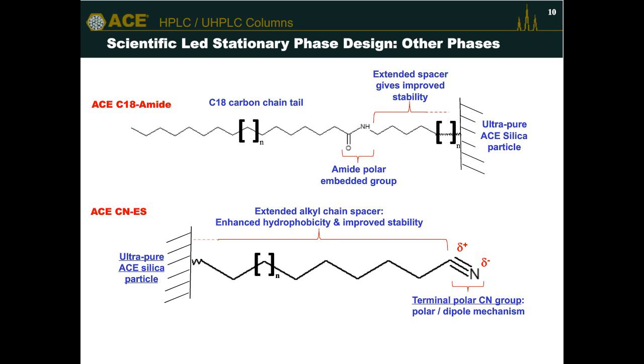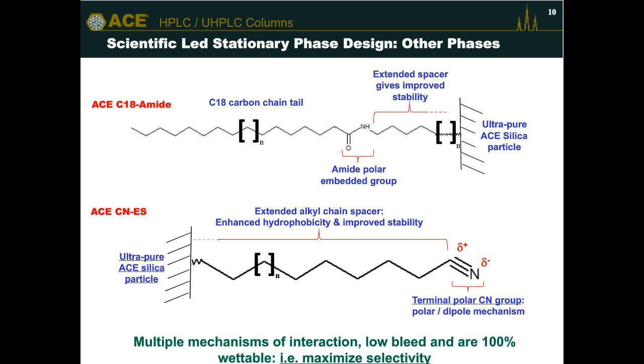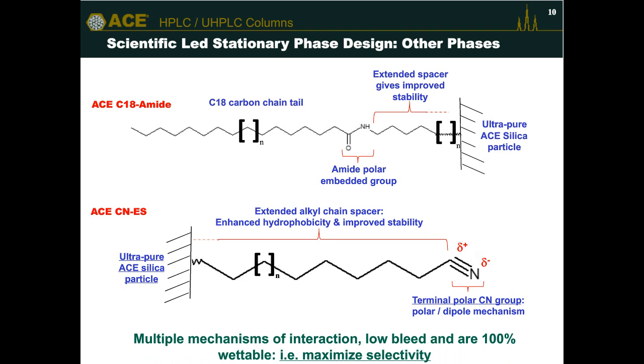We use the same design concepts where we have a longer alkyl chain with a terminal nitrile group, so we can bring together the hydrophobic mechanism of the alkyl chain together with the mechanisms of the terminal nitrile into a single stationary phase. This is a stable cyano chemistry. These phases, again, are also 100% wettable, so they can be used in 0% organic for the retention of polar compounds. So what do these phases do chromatographically?